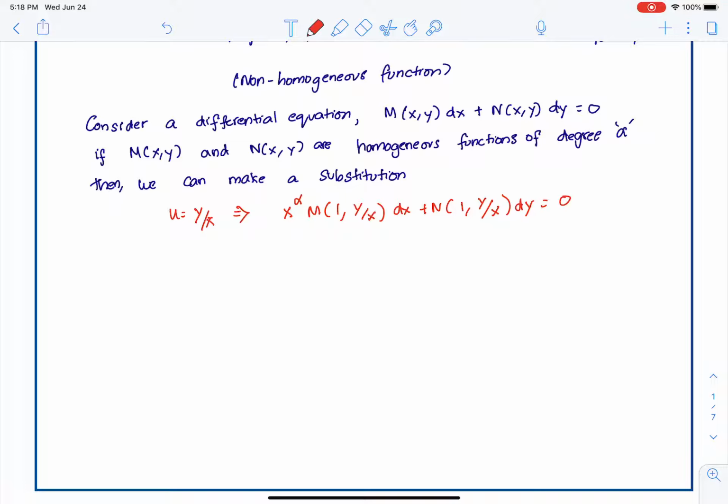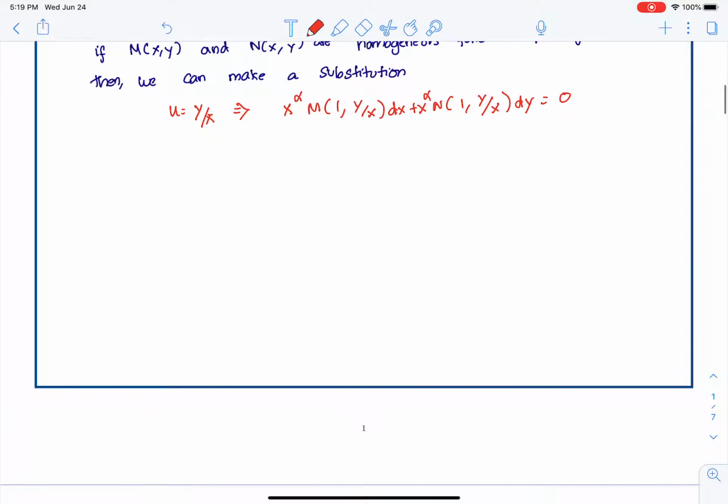I forgot to multiply by x raised to alpha here. If I divide by x raised to alpha on both sides, it would reduce to M of 1 comma y over x, and y over x is our substitution, which would be u, dx plus N of 1 comma u dy equals 0.